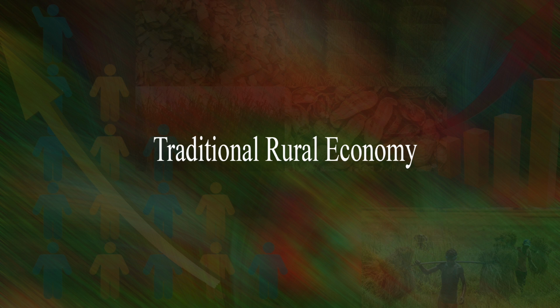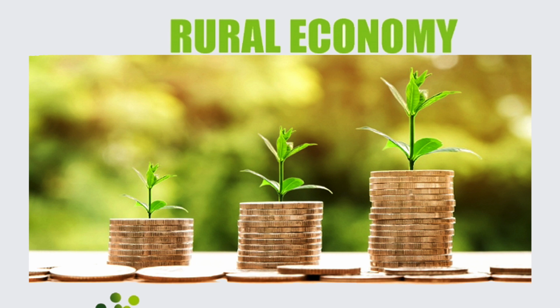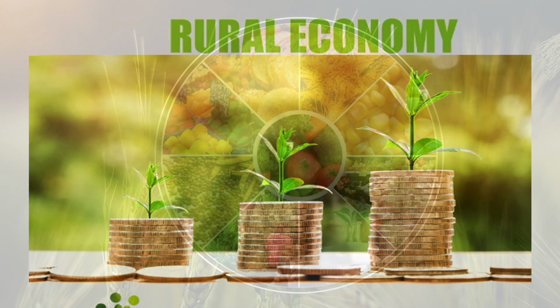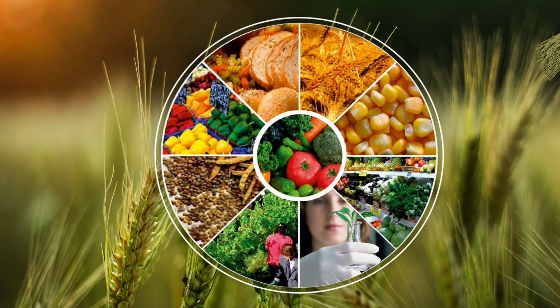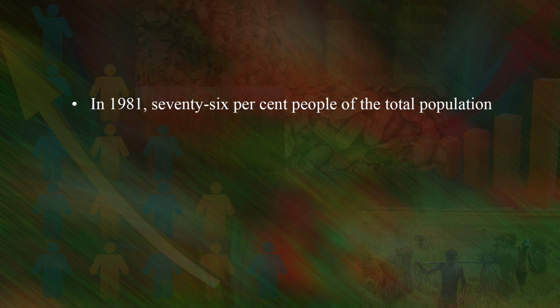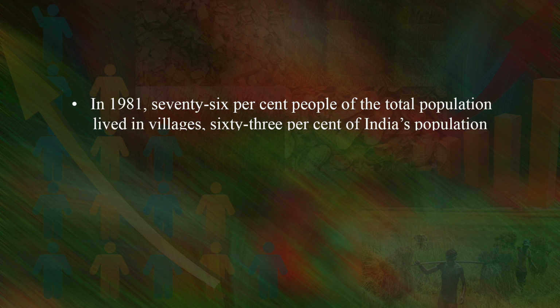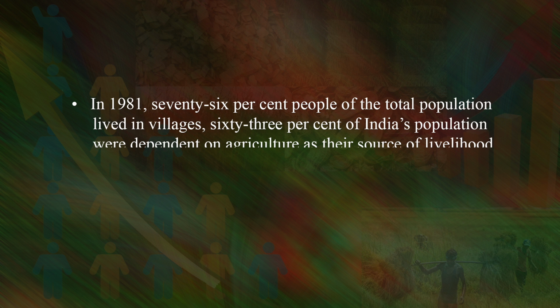Now, we will try to understand what the traditional rural economy is. Rural economy has been dominant in India since ages. Agriculture is its base, which provides food for the whole population and raw materials for rural and urban industries. In 1981, 76% of the total population lived in villages.